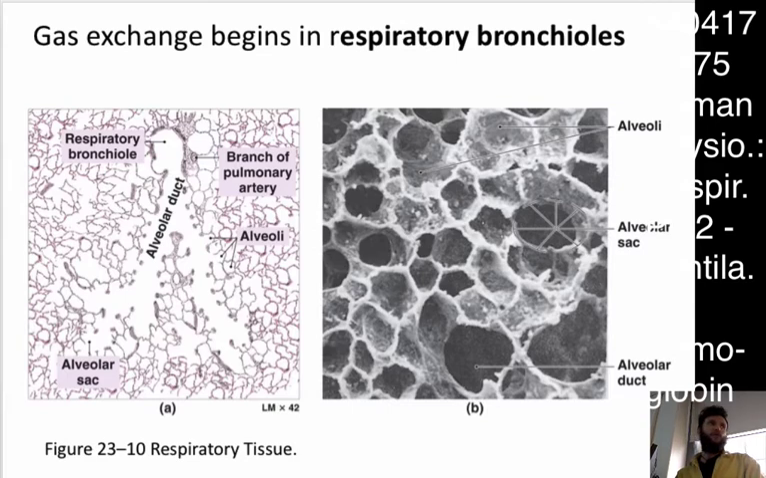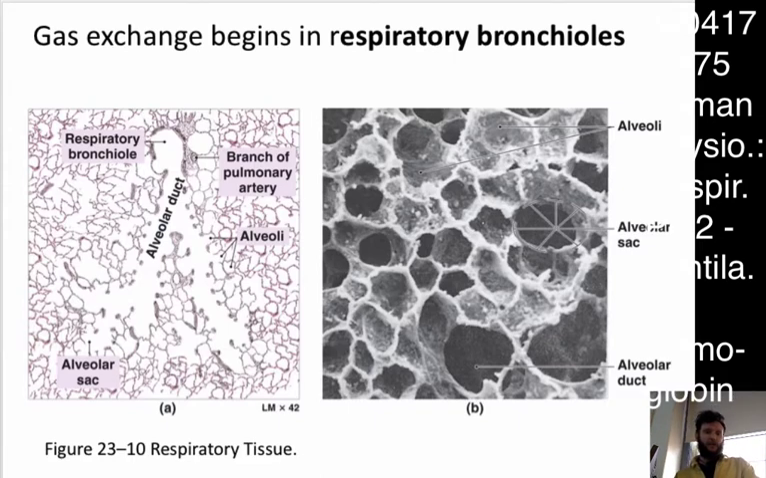A respiratory bronchiole will branch into maybe 2, 3, at most half a dozen alveolar ducts. An alveolar duct is now no longer a bronchiole because there's not really much integrity to the tube any longer. In fact, it's just a collection of alveoli that form a kind of duct.